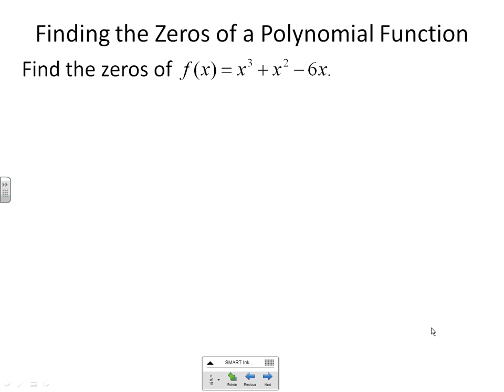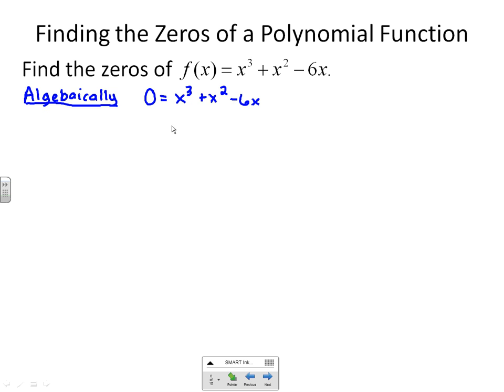The next thing we want to look at is finding the zeros of a polynomial function. We'll be doing this a lot. So on this particular problem, we're going to look at this algebraically first, and then we're going to look at it graphically. Or we'll just talk about how to do it graphically. Maybe, we'll see. So algebraically, if I want to find the zeros of f of x equals x cubed plus x squared minus 6x, what I'm saying is if this equals 0, what are my x values?